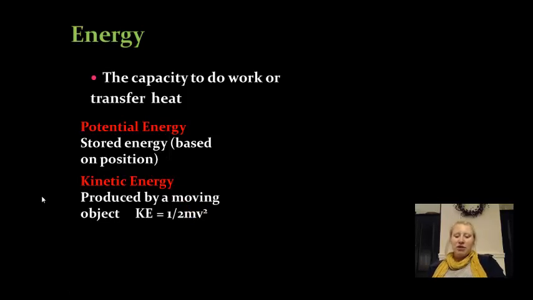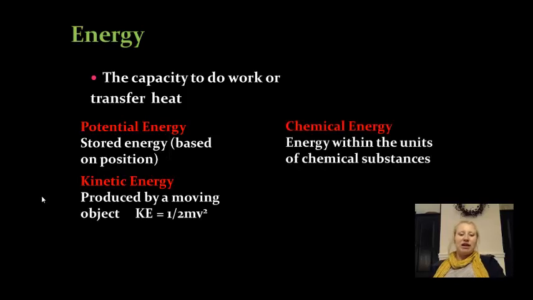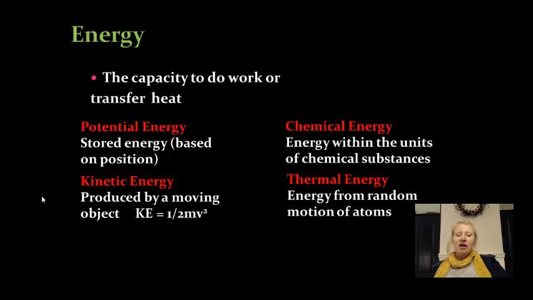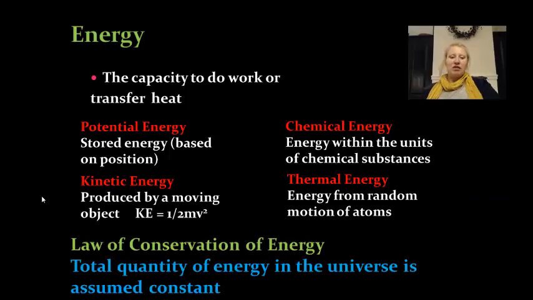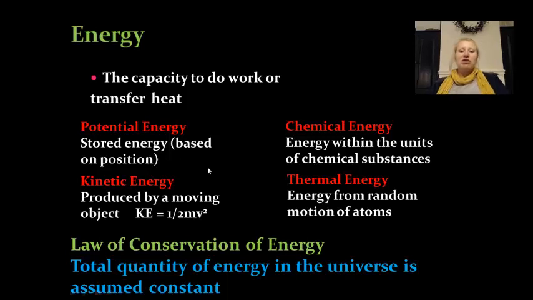Well, in this class, we're going to focus on two additional types of energy, which are really just subgroups of potential and kinetic. So chemical energy is a type of potential energy. It's energy that's stored within chemical substances. And thermal energy is a type of kinetic energy because it's the energy that's generated from the motions of atoms. So the law of conservation of energy states that the total quantity of energy in the universe is always constant. Energy can neither be created nor destroyed.